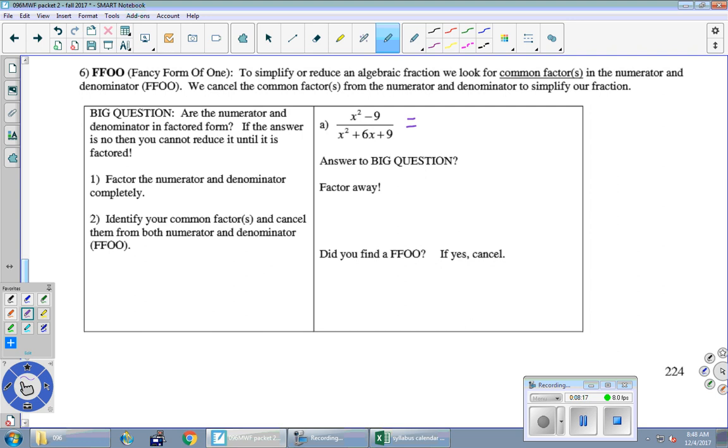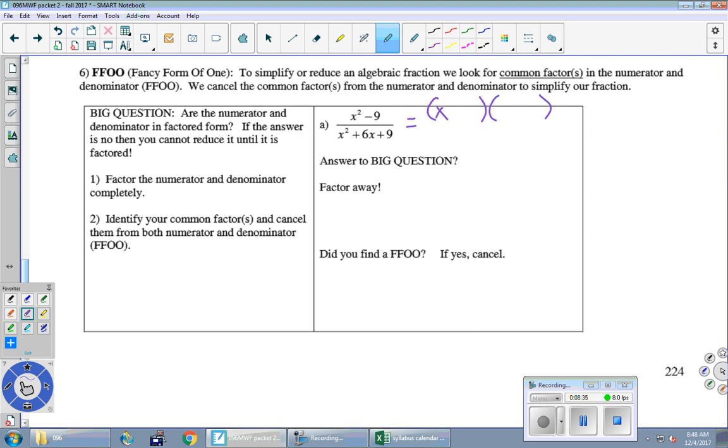Is there anything that goes into x squared and 9? Just 1. That's not helpful. Difference of 2 squares. Is it? It is a difference of 2 squares, right? It's 2 terms, subtraction, and both of them are perfect squares. So let's do our difference of 2 squares formula.